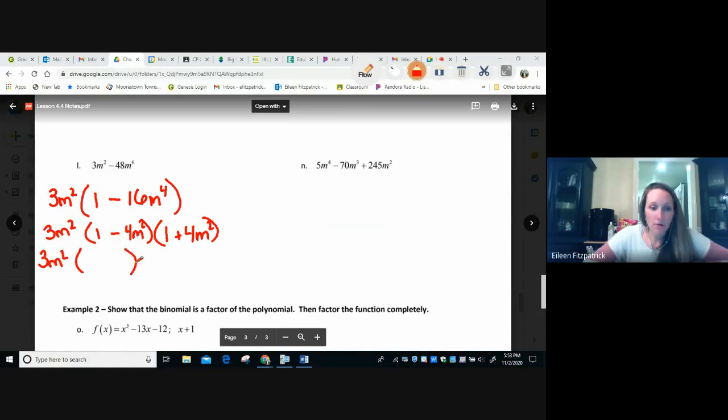Two binomials. This one's going to stay the same. This one is not a pattern because it's not a difference of perfect squares. It's a sum of perfect squares, which we don't have a factoring pattern for. So this one factors because it's a difference of perfect squares. It's going to factor into 1 times 1, 2m times 2m. 1 gets a minus, 1 gets a plus. And now you are done factoring.